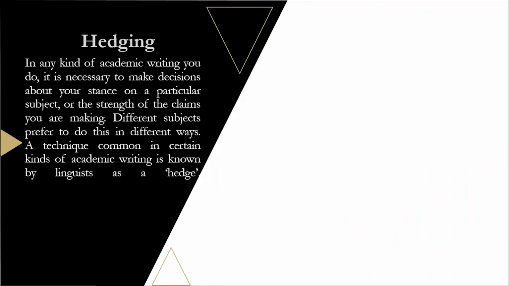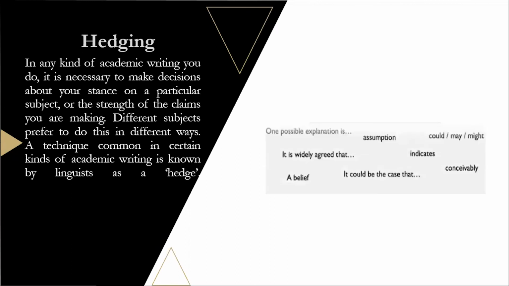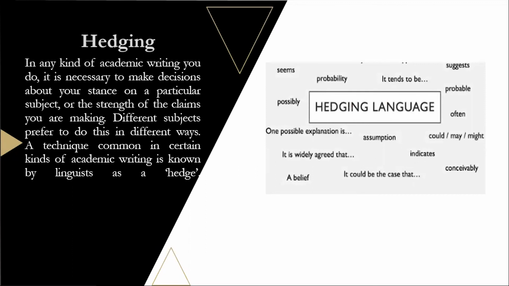The last one, hedging. In any kind of academic writing you do, it is necessary to make decisions about your stance on a particular subject or the strength of the claims you are making. Different subjects prefer to do this in different ways. A technique common in certain kinds of academic writing is known by linguists as hedge. You support your claim. Make sure you are not giving the counter of your claim. We also have here hedging language.